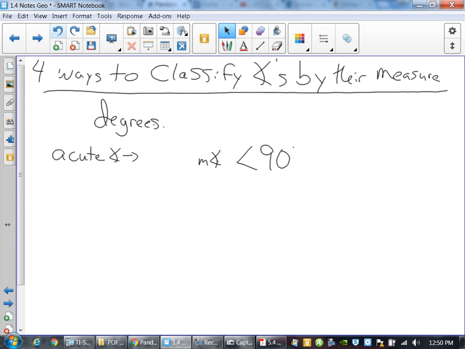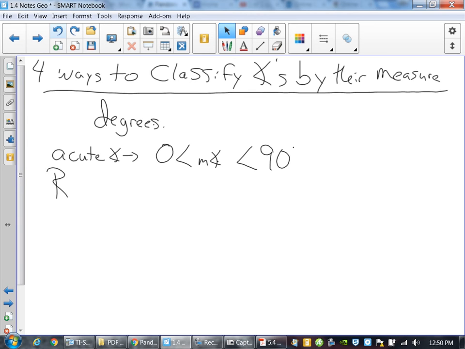Whenever you see M in front of an angle symbol, it just stands for measure of the angle. Are we okay with that? It has to be less than 90, but it has to be greater than what? 0. So the measure of an acute angle is always between 0 and 90. Because what happens when it becomes 90 degrees? It's a right angle, good.